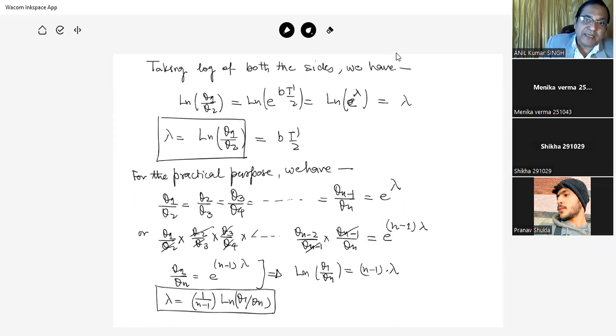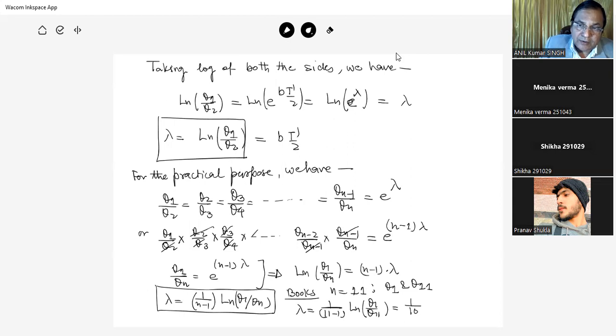अब प्रैक्टिकल पर्पस में क्या करते हैं कि थीटा 1 एंड थीटा 11 फॉर प्रैक्टिकल्स के बुक्स में लिखा है n is equal to 11. That is, we have to take theta 1 and theta 11. थीटा 1 और थीटा 11 लिखेंगे तो क्या हो जाएगा? This lambda is equal to 1 upon 11 minus 1 log theta 1 by theta 11. So this one is what? 1 by 10 ln theta 1 upon theta 11.